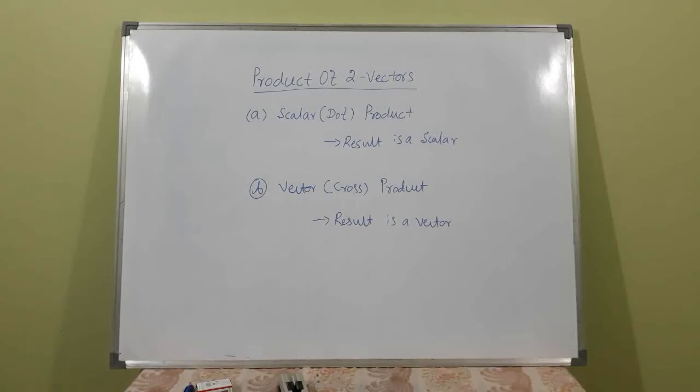We have studied product of addition of vectors. Now let us consider product of two vectors. We know that product of two numbers is a number. Product of two matrices is a matrix. We may multiply two functions in two ways, pointwise or composition of two functions. We have studied those. Similarly, multiplication of two vectors may be a scalar product and or vector product.